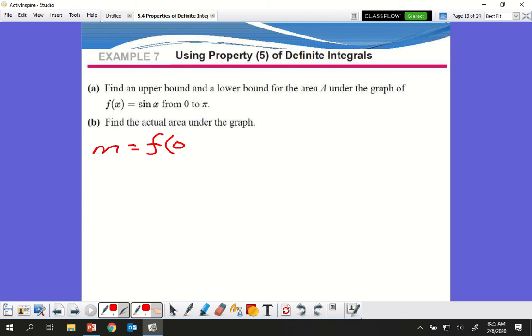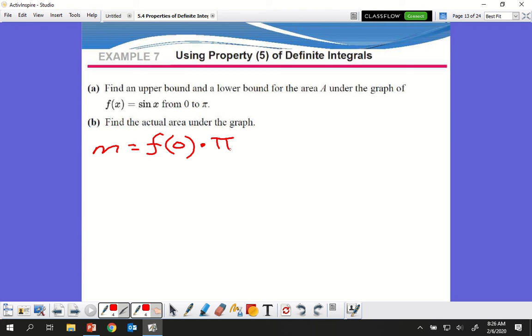0 or pi, right? Because they're both going to be the same. Are they? Because it's a wave. What's the lowest point on both sides? Oh, yeah, both sides. So f of 0 is going to be my lowest right there, times pi, because your a is 0. So b minus a, so it's going to be pi.